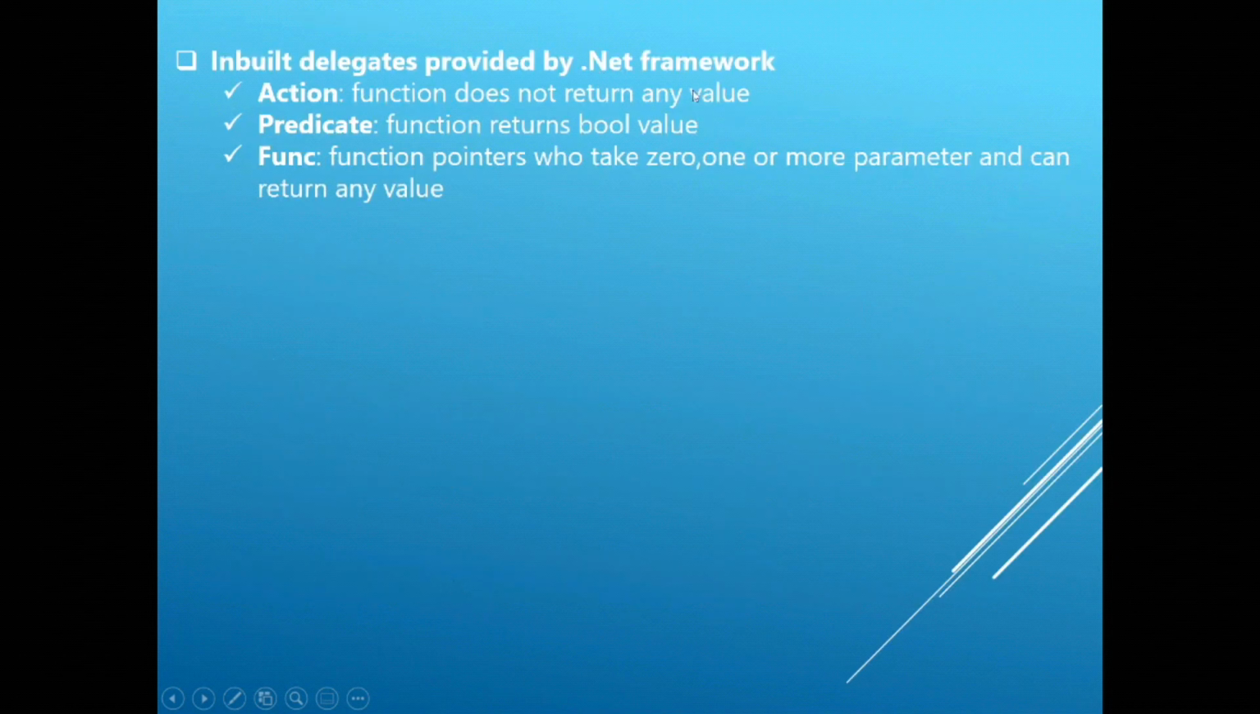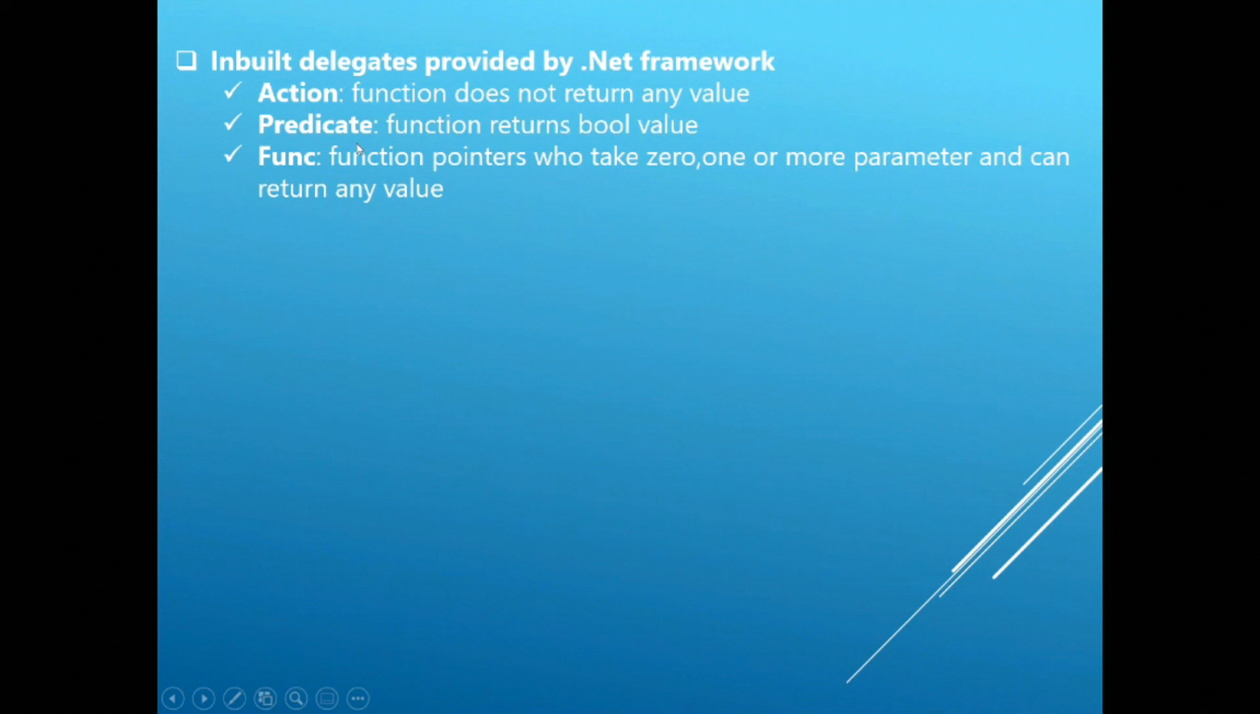.NET Framework also provides you inbuilt delegate, action, predicate, and func. These are three inbuilt delegate provided by the .NET Framework. Here, you need to understand difference between all these three delegates separately. Action type delegate, it holds reference to a function which is of type void. That means a function does not return any value.